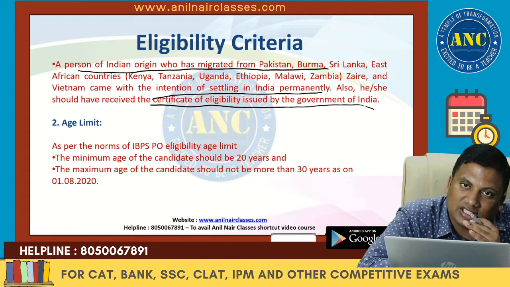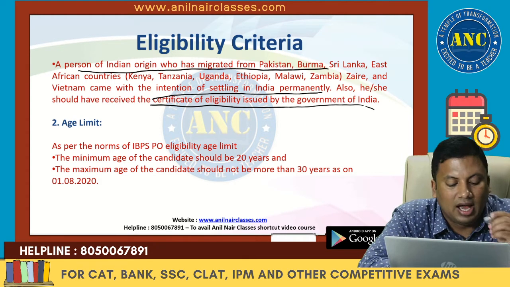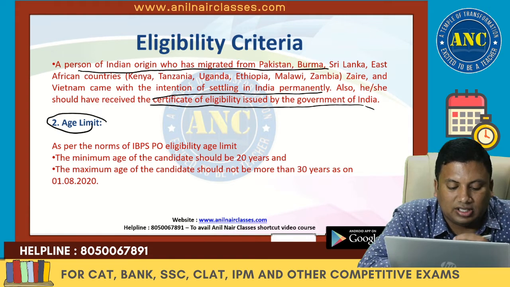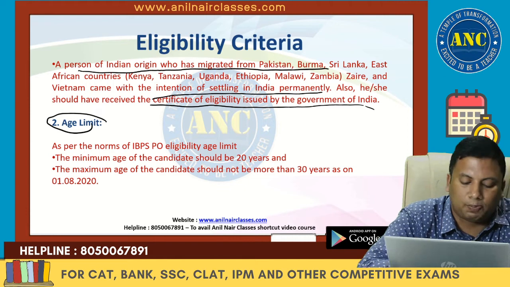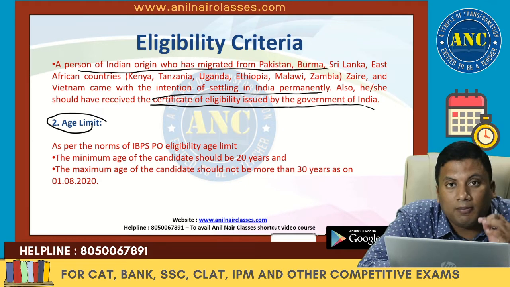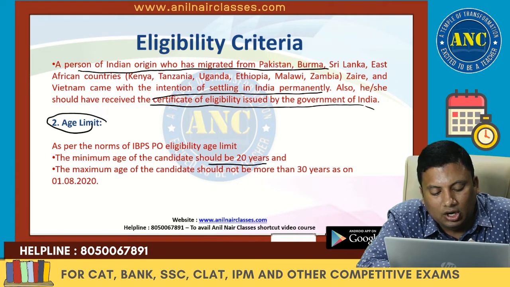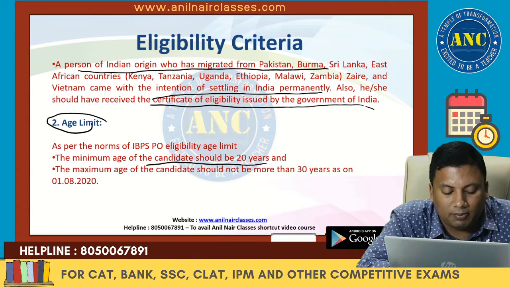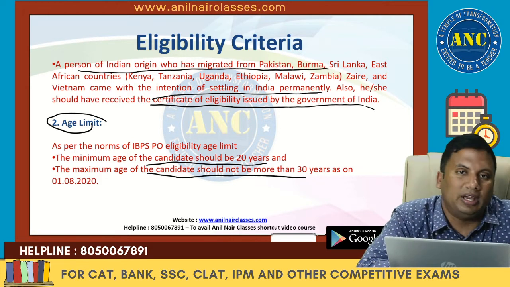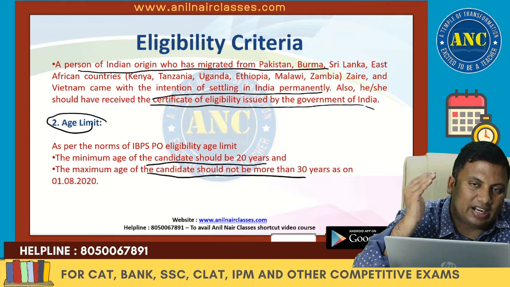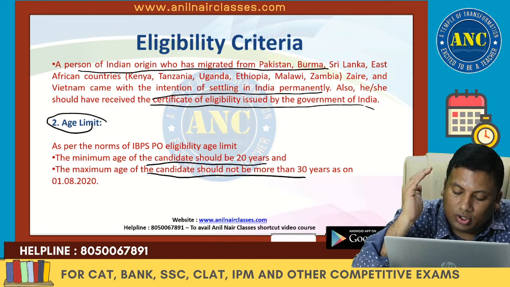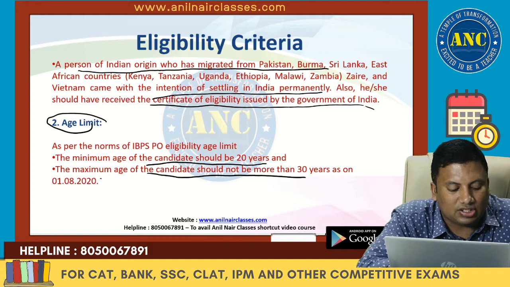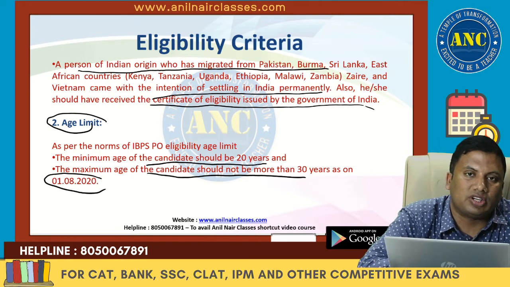One is nationality-based eligibility, another is age-limit-based eligibility. As per the guidelines of IBPS PO eligibility, the minimum age of the candidate should be 20 years and the maximum age of the candidate should not be 30 years. It should be greater than or equal to 20 and less than 30 as on 1st August 2020.